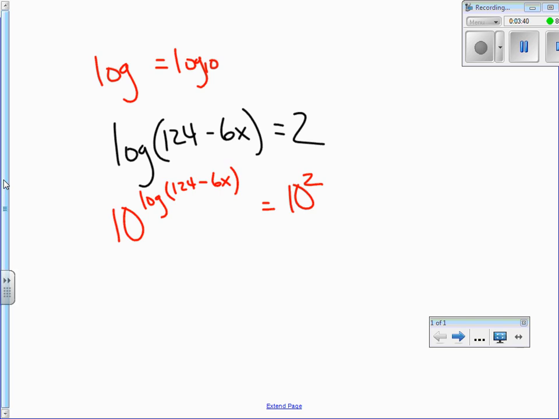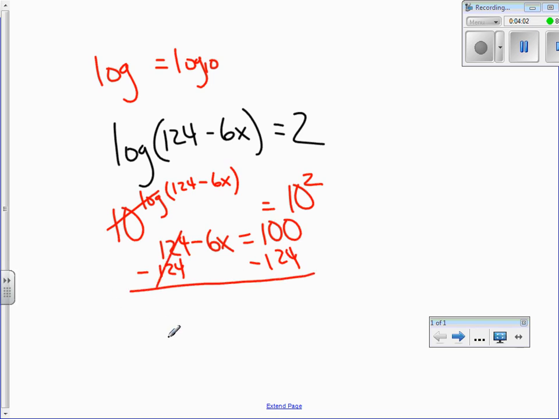Okay, so what's happening here? The 10 and the log go bye-bye, and the 124 minus 6x is now going to drop down. 10 squared is 100. And what we want to do now is solve this for x. We're going to subtract 124 from both sides. Those go bye-bye, negative 6x down, right? 100 minus 124 is negative 24. We're going to divide both sides by negative 6.